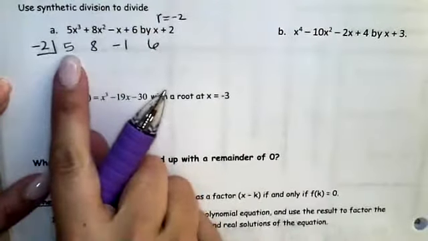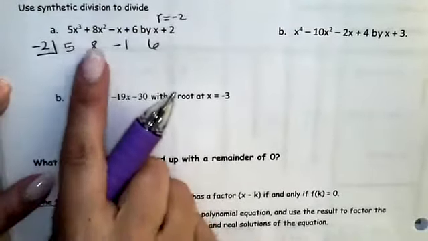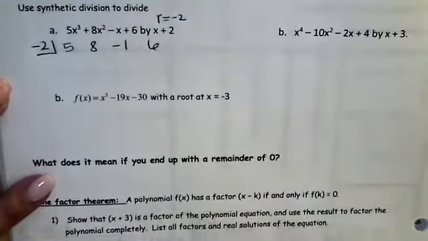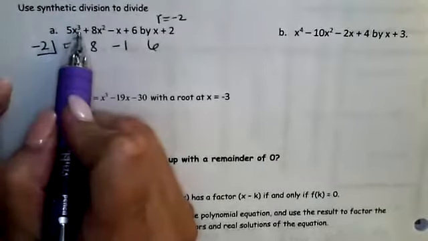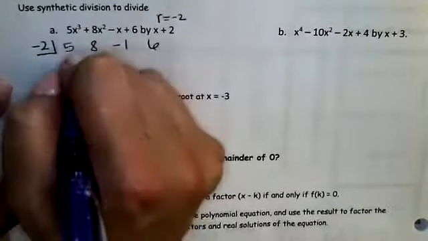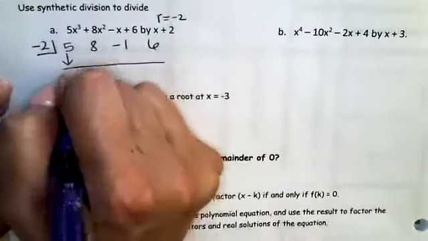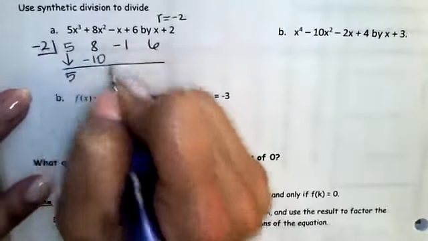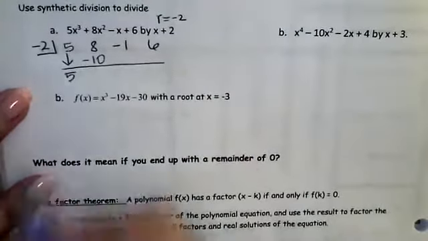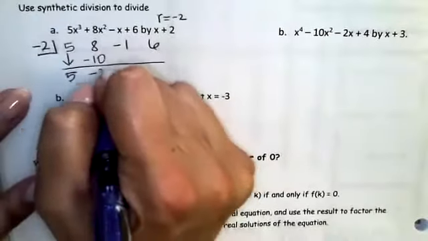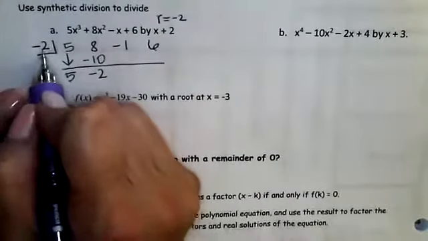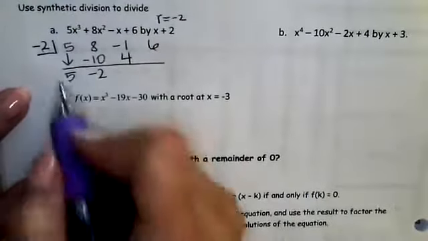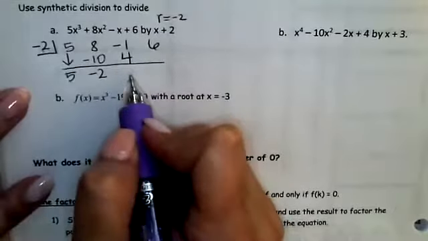I do like to count my exponents down so that you can see 3, 2, 1, and 0. So we want to make sure that every single one of the exponents is accounted for after that first one, which is the x cubed. I drop my first term, so that's 5. I multiply, negative 2 times 5 gives me negative 10. That's what gives me that second row. We add, that gives us negative 2. We multiply, negative 2 times negative 2 is a positive 4. You always multiply to get that second row and then add to get the third one.